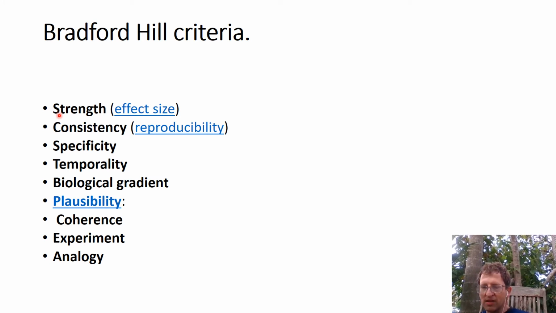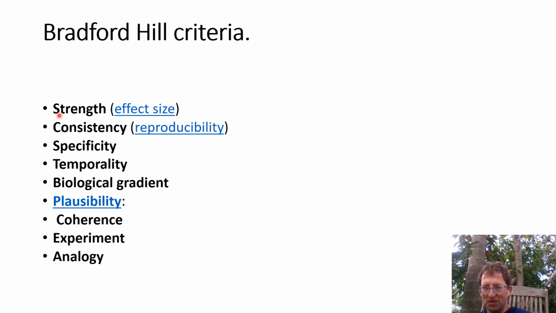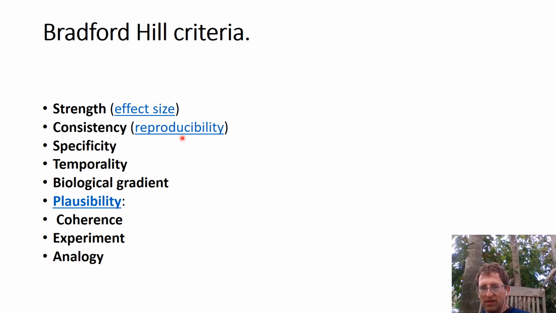Go into the TRIP database, type in sciatica, pregabalin, and look at the literature yourself and see where it fits. So that's what we call consistency, reproducibility.